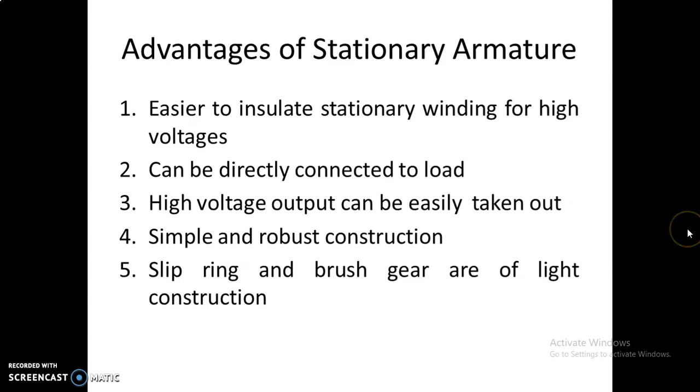Next, we'll see what are the advantages of using a stationary armature. It is easier to insulate stationary winding for high voltages which may be as high as 30 kV or more, because they are not subjected to centrifugal forces, and also extra space is available due to the stationary arrangement of the armature. The next advantage is that the stationary three-phase alternator can be directly connected to the load without going through large unreliable slip rings and brushes.